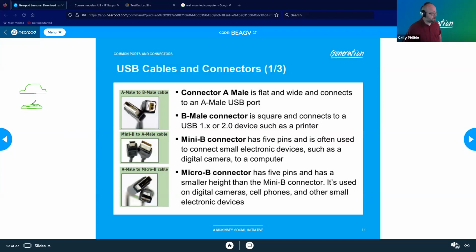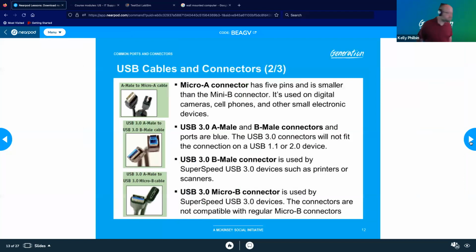Now, the micro was used for a long time with Androids, but has been replaced lately by the USB-C, which has rapidly become the industry standard. We'll talk about that one in a bit.